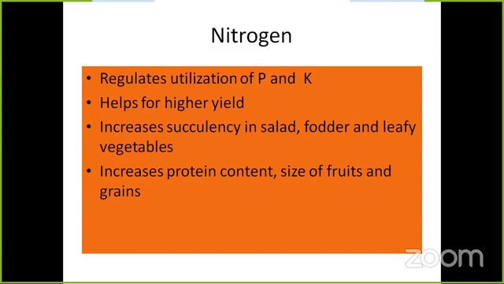And this nitrogen is basically a component of protein. When it is applied, it increases the protein content and size of the fruits, or the grains in case of field crops.